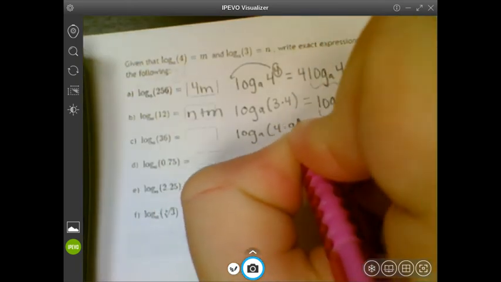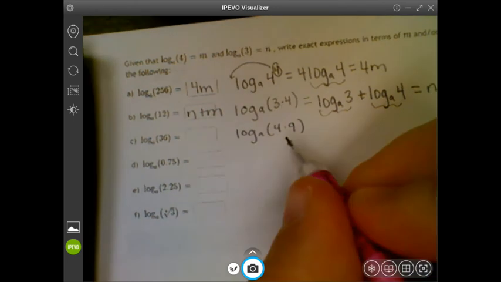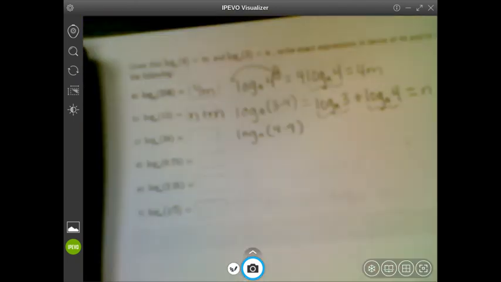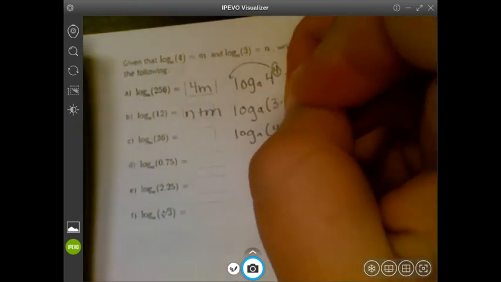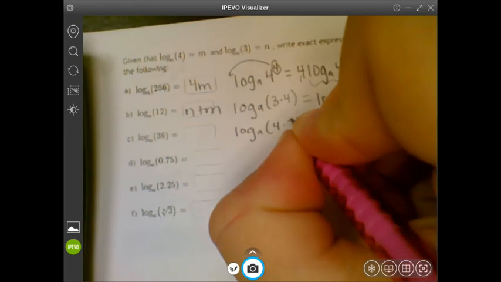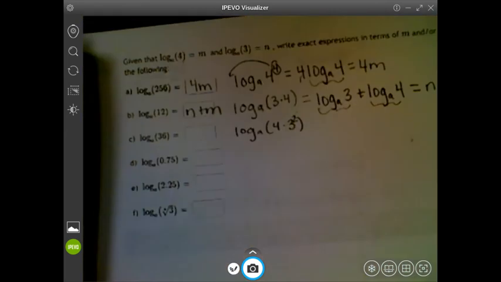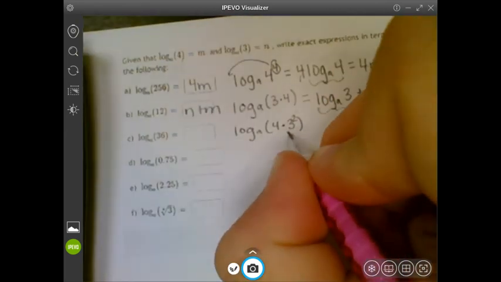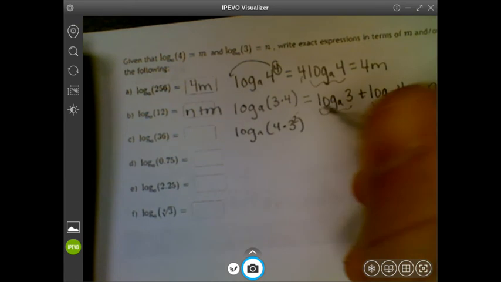4 times 9. And we don't have any information about 9, do we? But we know 9 is actually 3 squared. So you should replace that with a 3 squared. So here is the calculation that gets you 36, 4 times 3 squared.